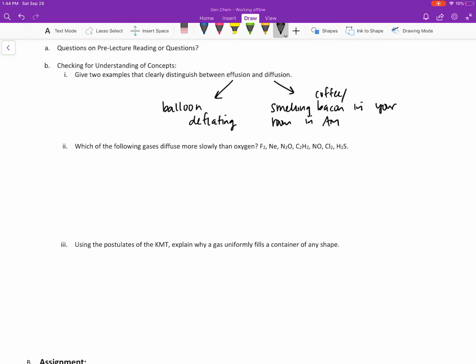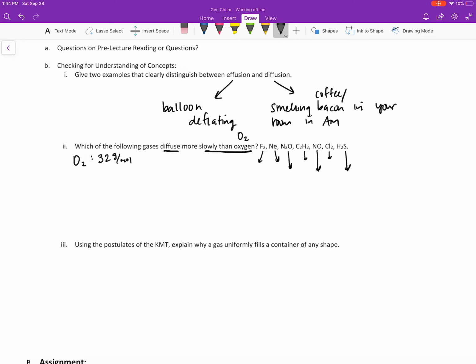All right, so which of the following gases diffuse slower than oxygen? Okay, so there's a trick here, a small one, and that is that we have to remember that oxygen is a diatomic. It does not exist by itself, okay? So in order to answer this question, we have to compare the molar masses. So what I'm going to do is calculate the molar masses of these.